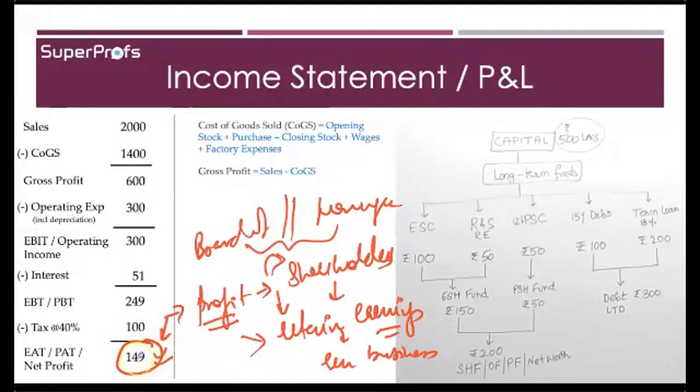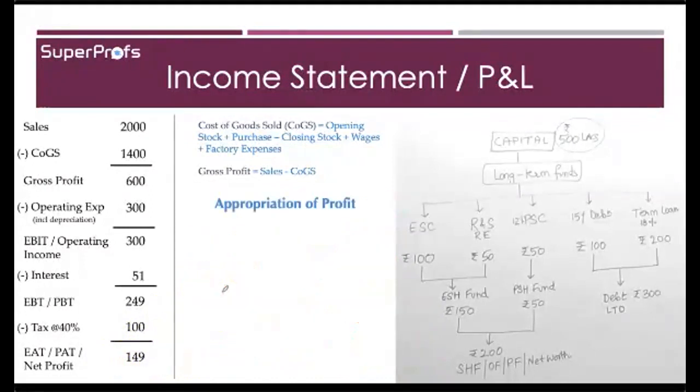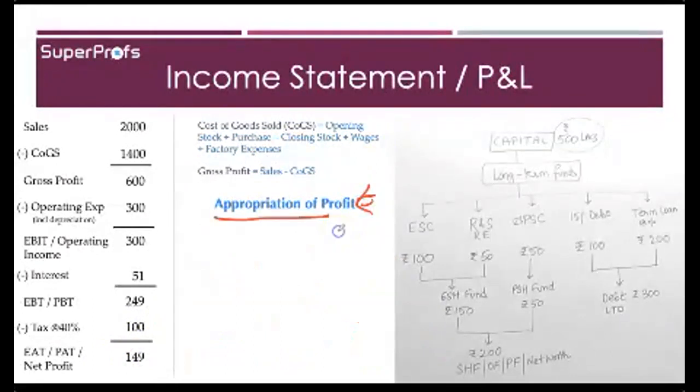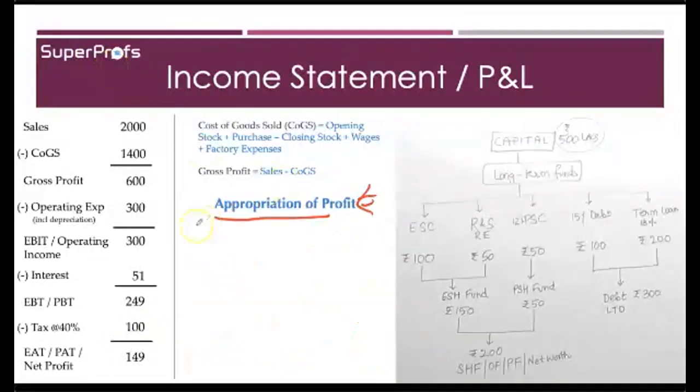All right, so this decision making, as in when they decide where this profit will go, how much will be going where, that is called your appropriation of profit. Therefore, the starting point of appropriation of profit will be the net profit, or the profit after tax. Let's take net profit, which is, in our case, 149 lakh.